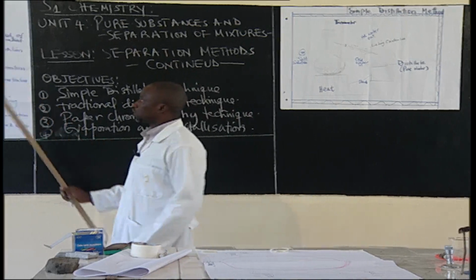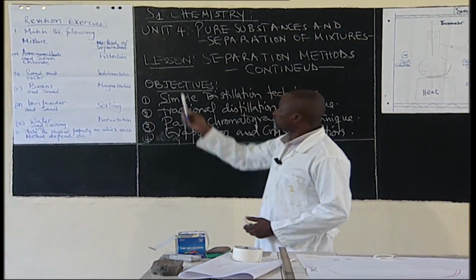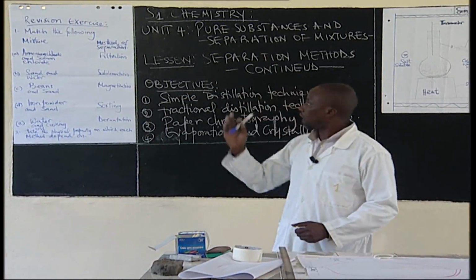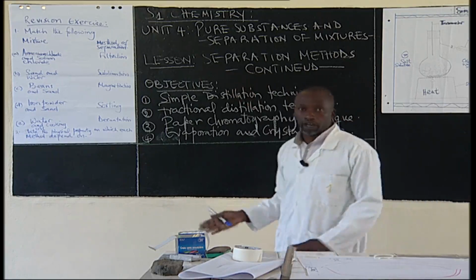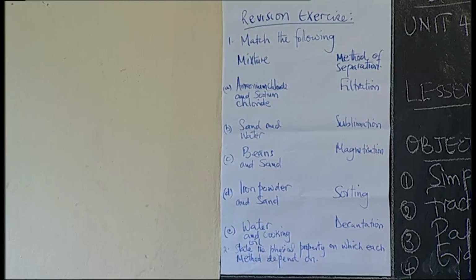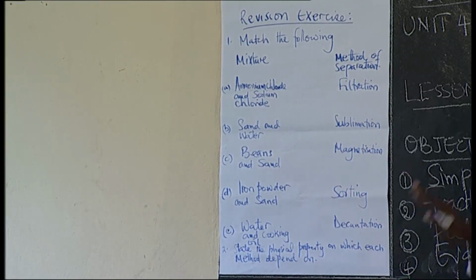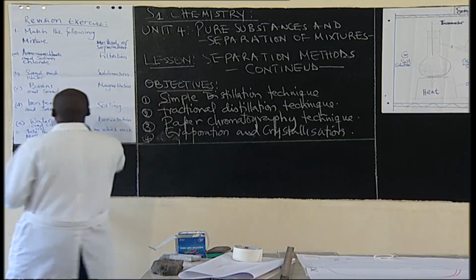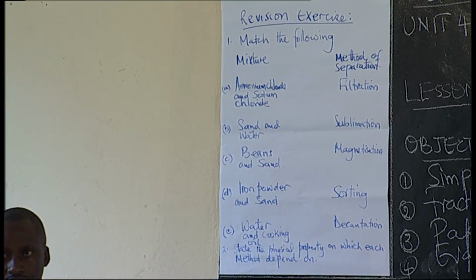Let's come back to this one. When you look at the exercise, it is asking us to match the following. We have the mixture, and then we have the method of separation. We are asked to simply match the mixture and the method that is used to separate that mixture. So let's start right away with our exercise, and then we work it out together.